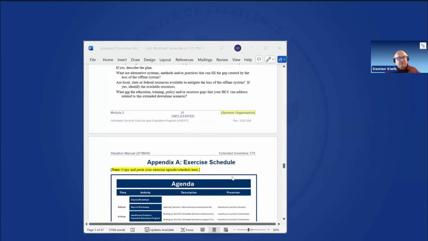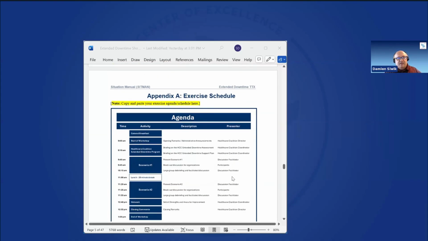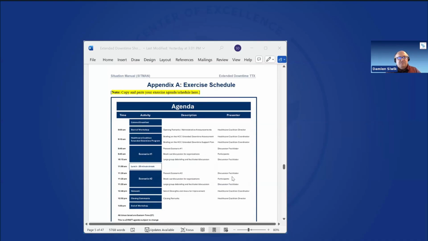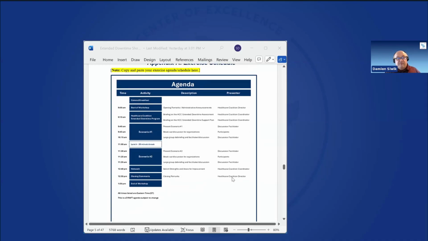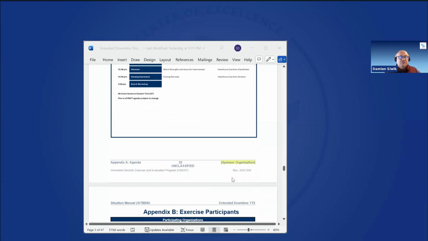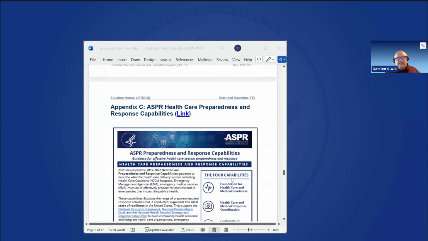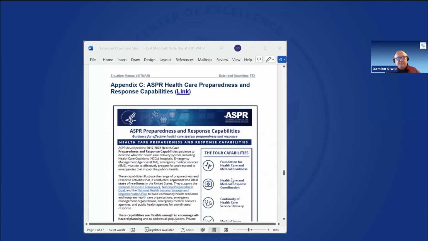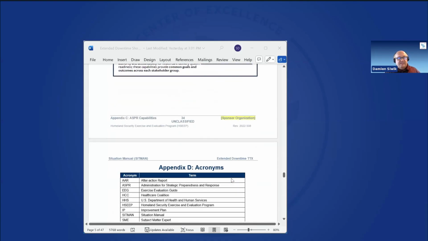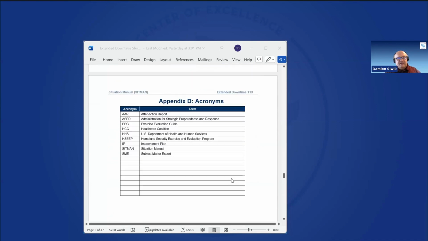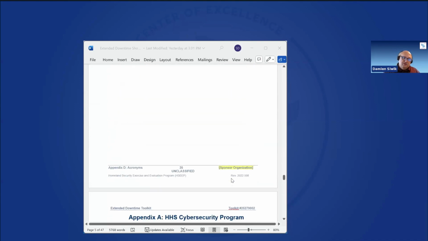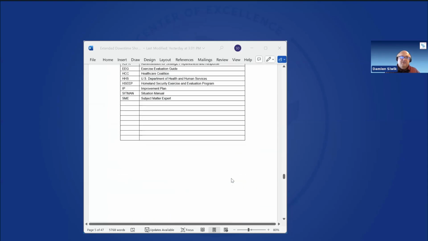Pretty much a duplicate for Module 2, the traditional exercise schedule, which, as I mentioned before, a little bit of education, a couple of scenarios, full group conversations as part of those scenarios, and then the end of event hot wash. Exercise participants, the ASPR Healthcare Preparedness and Response Capabilities, just to include those as the sort of standard for the exercise, and acronyms, and that is the last page of the tabletop exercise templates.